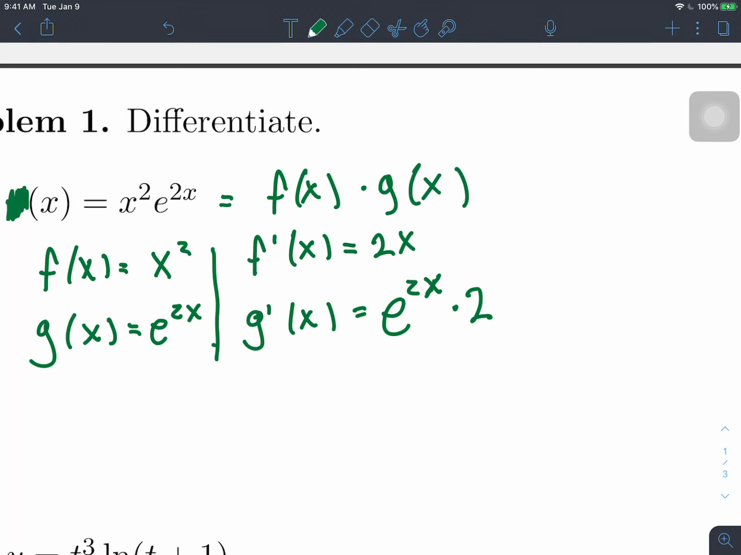Or we could also think of e to the 2x as a composition of functions, where the function 2x is being plugged into the function e to the z. So this 2 can be thought of as coming from the derivative of that 2x, or it could be coming from the e to the kx rule. Okay, so two ways to do that derivative. Thank you, Alice.